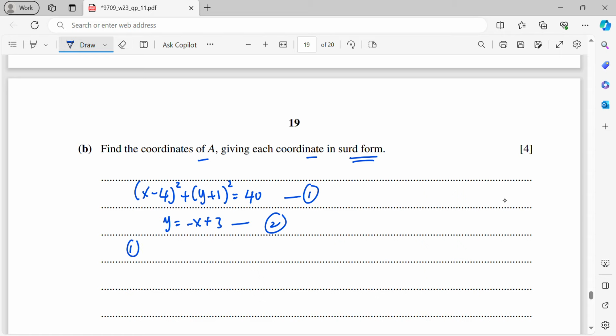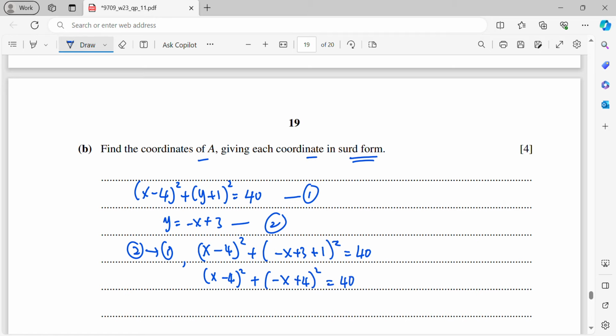So first, substitute first into second, or substitute second into first. Because the second one is just a y, I will write (x - 4)^2 + (-x + 3, this is our y, then plus 1)^2 = 40. So I simplify the second bracket first. It will be (x - 4)^2 + (-x + 4)^2 = 40.